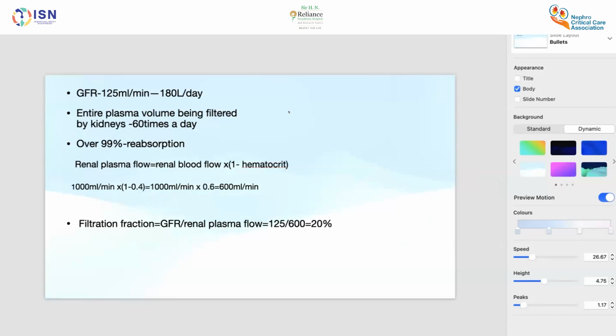The GFR in a healthy kidney is 125 ml per minute, that is 180 liters per day. It means the entire plasma volume is filtered by the kidney 60 times a day, and over 99% of this GFR is reabsorbed. The renal plasma flow is equal to renal blood flow times 1 minus hematocrit, which comes to around 600 ml per minute. The filtration fraction is the GFR divided by renal plasma flow, which is approximately 20%.